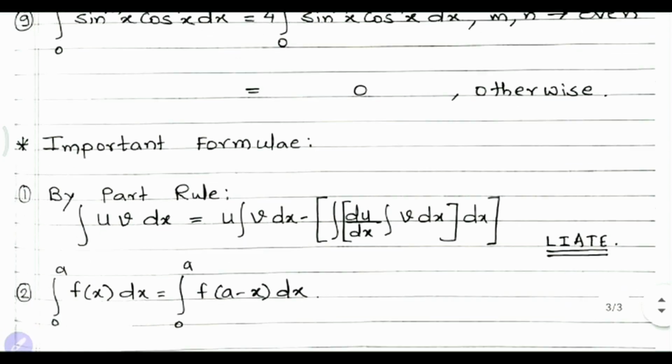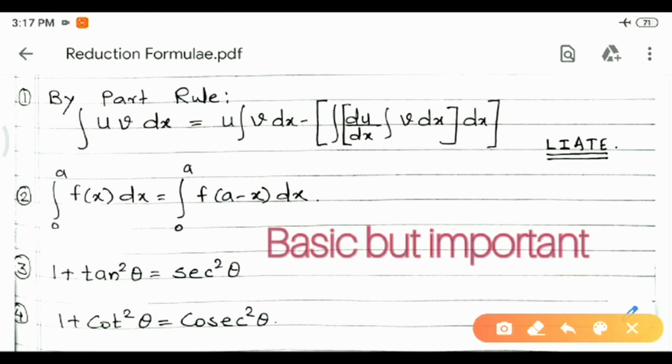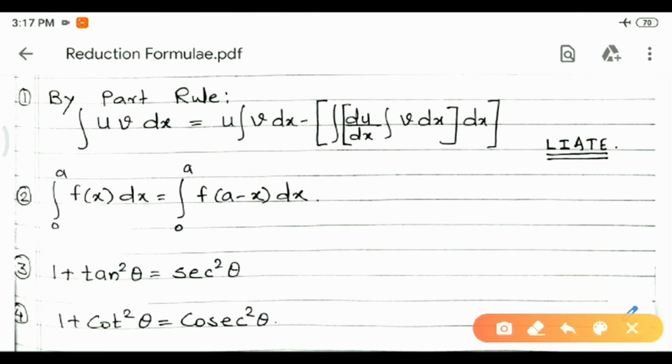Okay, now these are some basic formulas that we are going to need while solving the problems. So I hope all of you know integration by parts rule. So integral of u v dx is equal to u times integral of v dx, minus integral of du by dx times integral of v dx, dx. Okay, and while choosing u and v, you are supposed to follow the LIATE rule or ILATE rule. Okay, the next formula is integral 0 to a of f of x dx. It can also be written as integral 0 to a of f of a minus x dx.